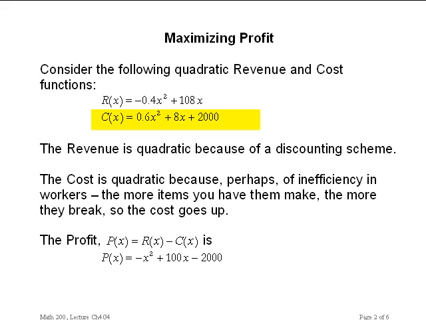So given these two equations, you'd like to maximize a profit. How many should I plan on selling, or how many do I have to sell, say per month? These were monthly costs and monthly revenue. How many do I have to sell per month in order to maximize my profit?